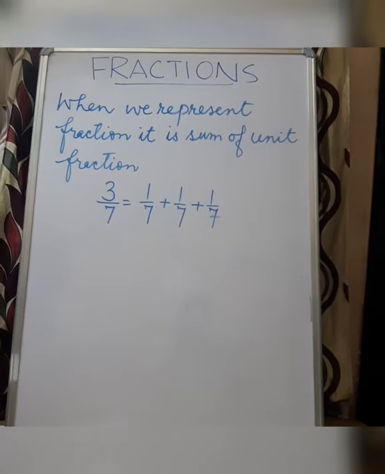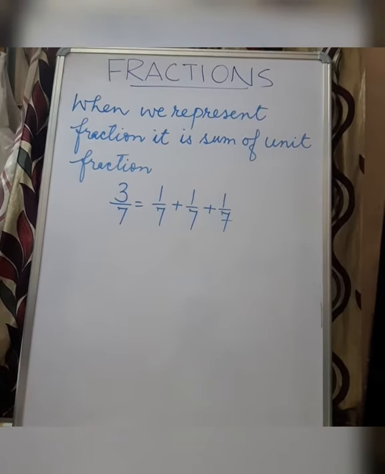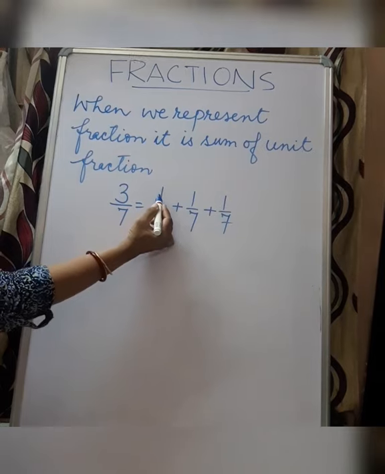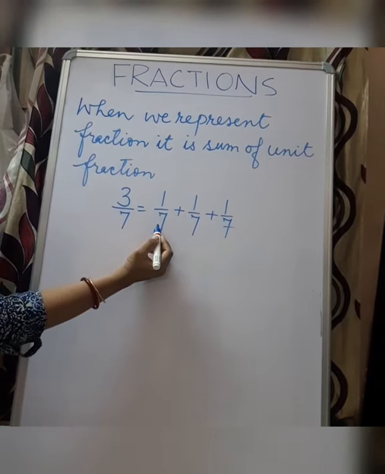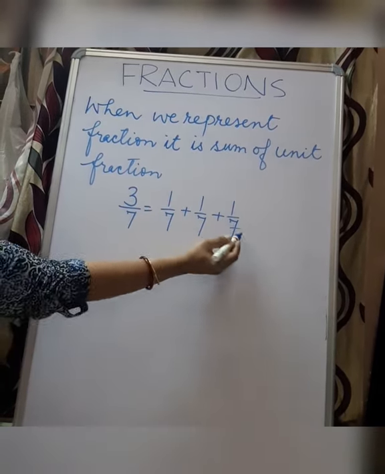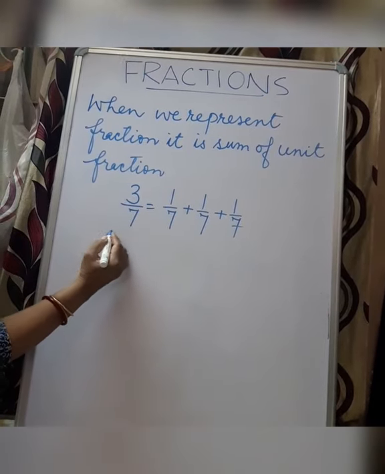A fraction is the sum of unit fractions. Unit fraction means numerator 1. When we add 1 by 7 3 times, we get 3 by 7.